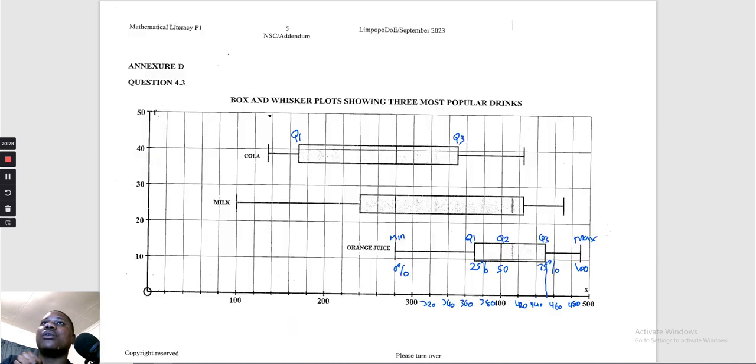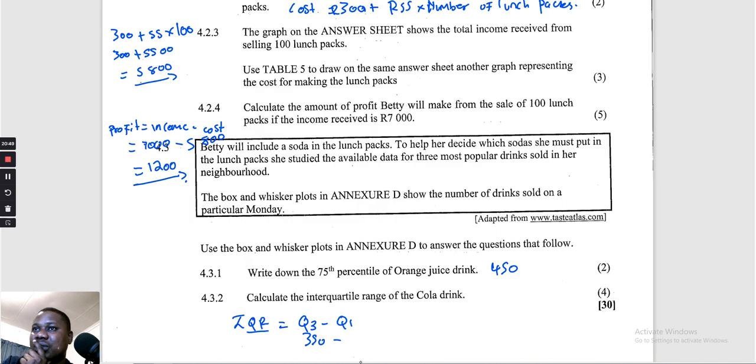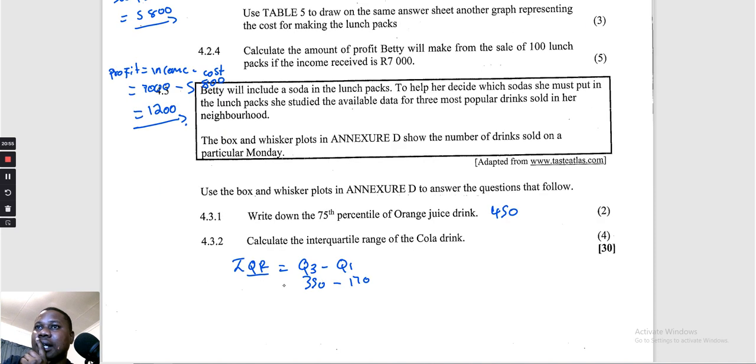Then let's look at quartile number 1. Quartile number 1 is also in between, but in between what? Let's check: 120, 140, 160, 180. So it is between 160 and 180, meaning that it is 170. So our quartile 1 is 170. How much is our interquartile range? Our interquartile range is 350 minus 170, which is equal to 180. There we have it.